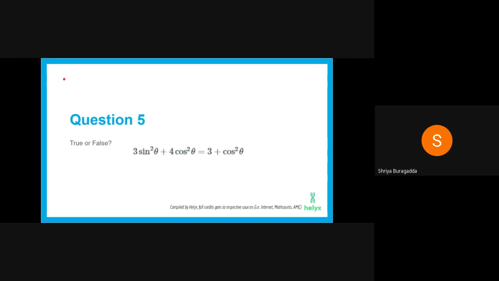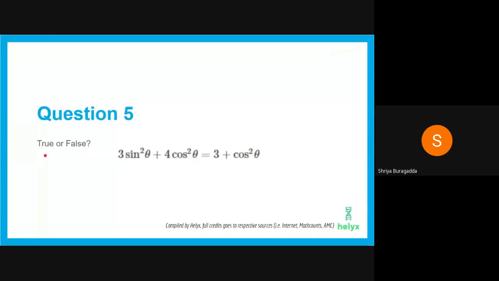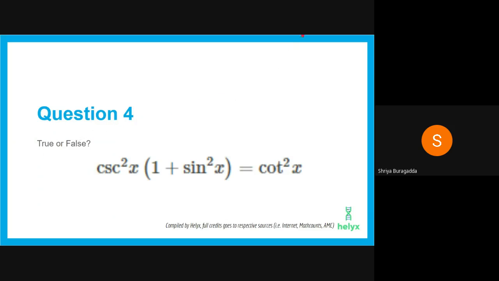Let's go back to this one. I'll show you why this one is false. So the problem is cosecant. One second, let me just copy this down.